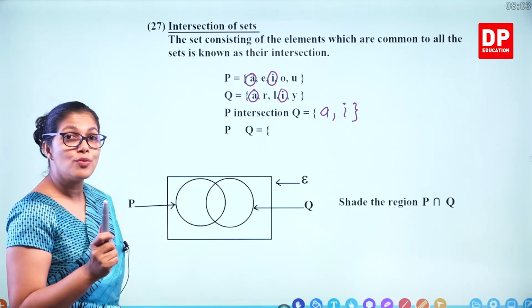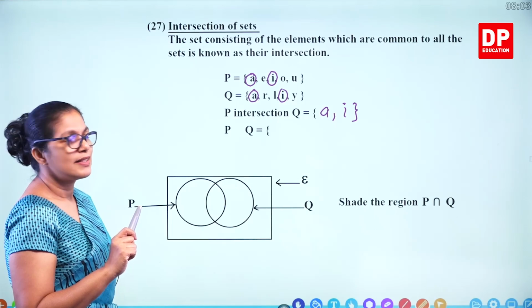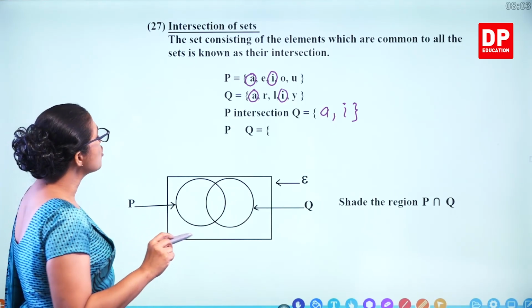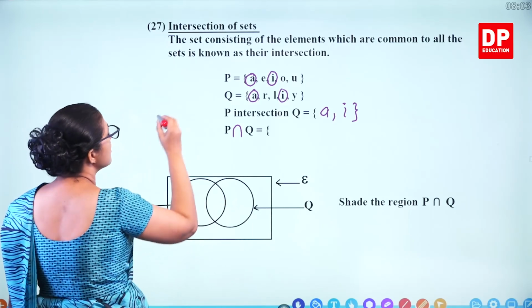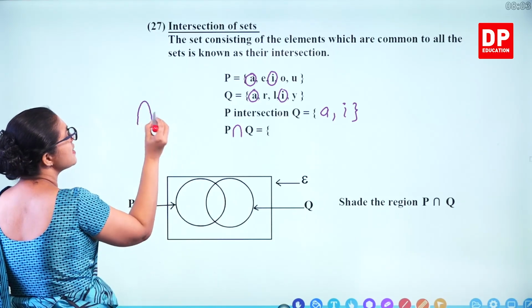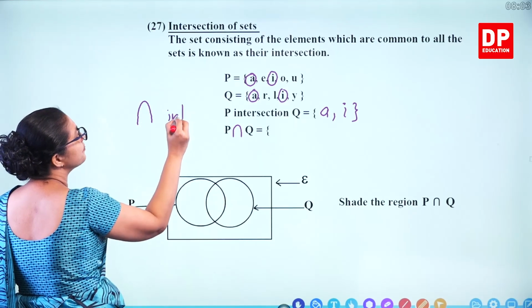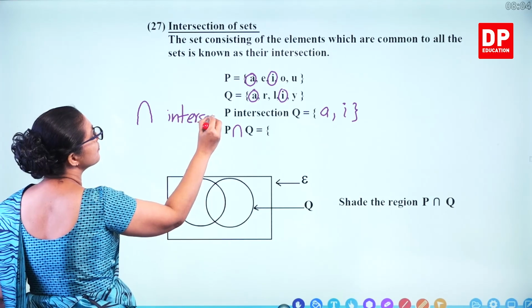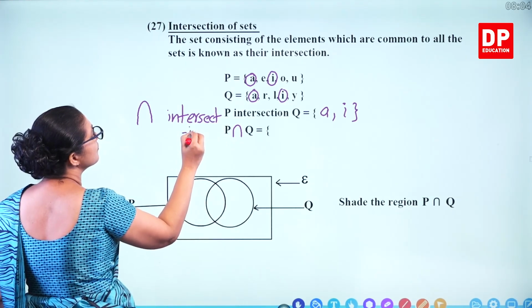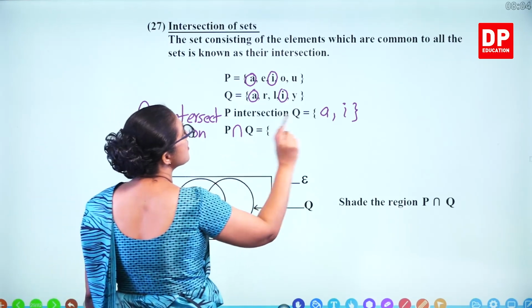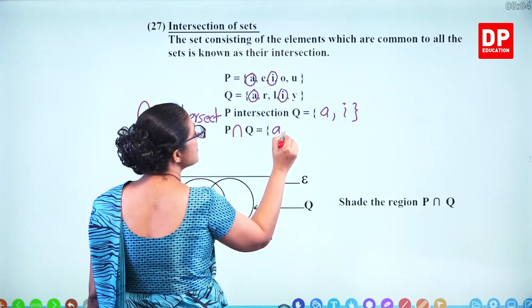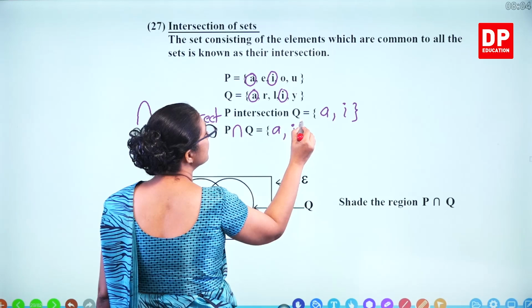So we can use a symbol for that. What's the symbol for intersection? We use this U upside down. So this represents intersection. So what are the intersecting elements? That means common ones, A and I.